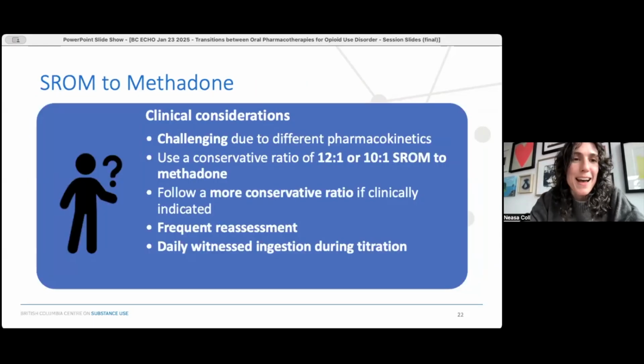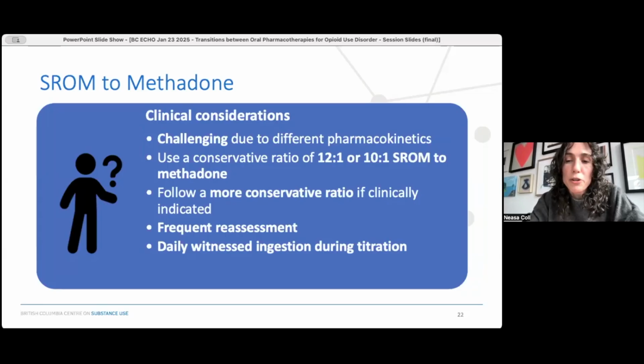Now we have a little bit of math. So from your full agonist, SROM to methadone, this can sometimes be challenging due to different pharmacokinetics. We practice with a ratio of somewhere between 12 to 1 or 10 to 1 SROM to methadone, again, depending somewhat on patient factors, their current doses, as well as, to be honest, provider comfort or patient follow-up capacity.